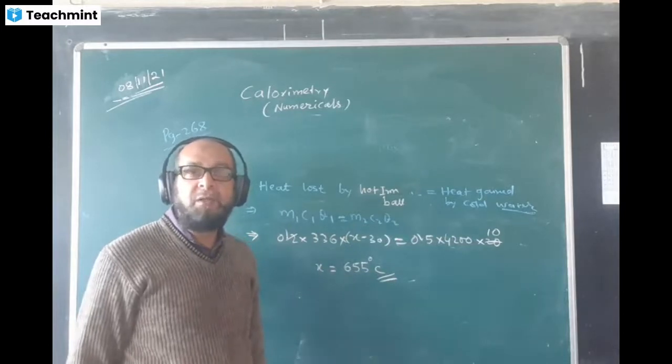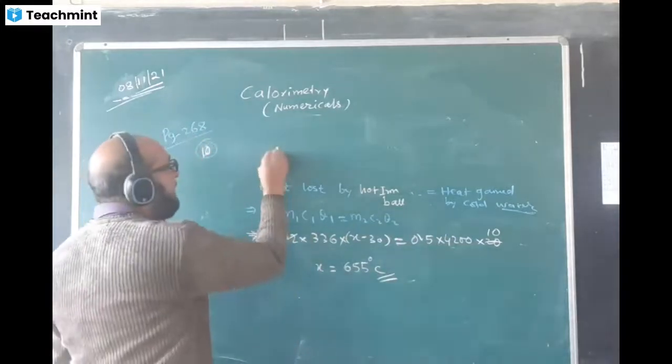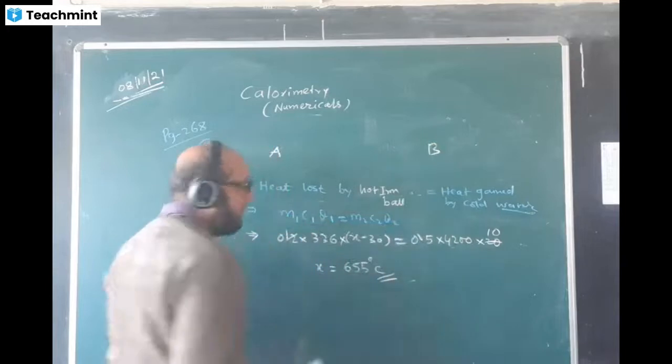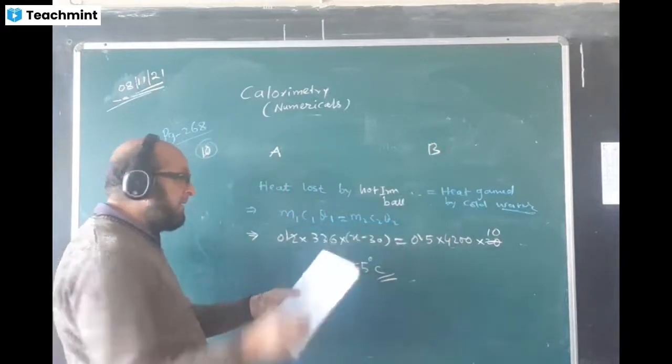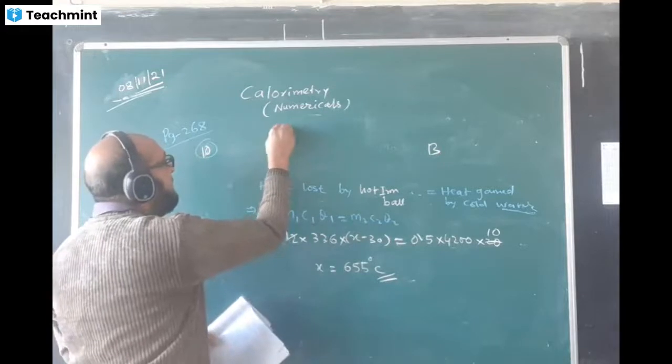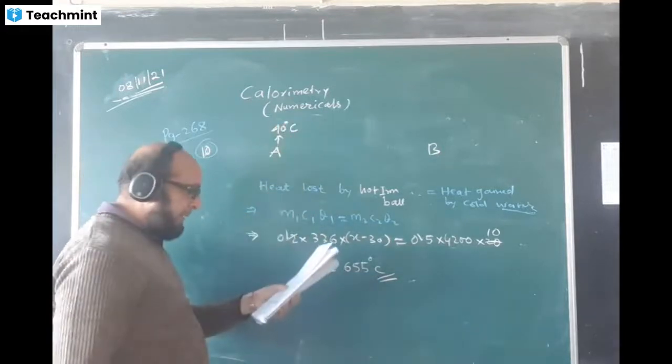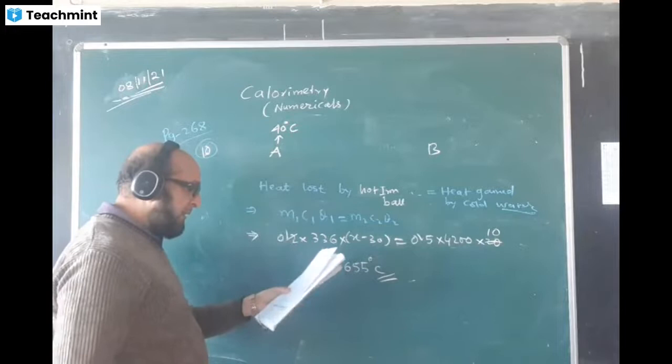I think you can do it yourself also. There is a liquid A, there is a liquid B. We'll note the temperatures. The temperature of liquid A is given as 40 degrees Celsius. Liquid B's initial temperature given is 20.